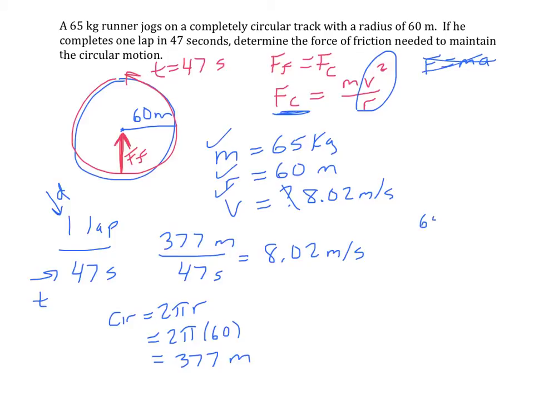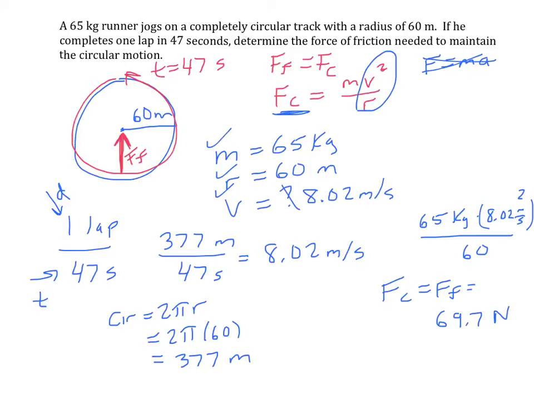So I've got 65 kilograms times 8.02 meters per second squared, I ran out of room there, over 60. And that is going to be my centripetal force, which is equal to my force of friction, which in this case, 65 times 8.02 squared divided by 60, I get about 69.7 newtons. And based on the sig figs given here, I might just call that 70 with a decimal point newtons. So that is the force of friction needed in this situation.